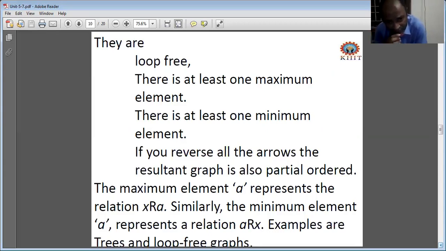The maximum element A represents the relation X R A. Similarly, the minimum element A represents a relation A R X. Examples are trees and loop-free graphs.